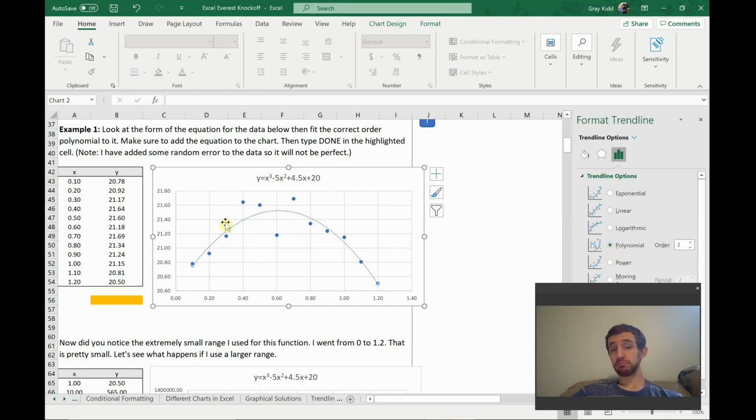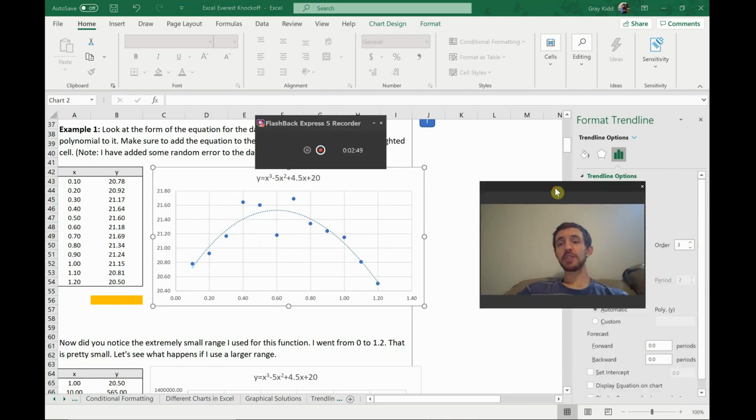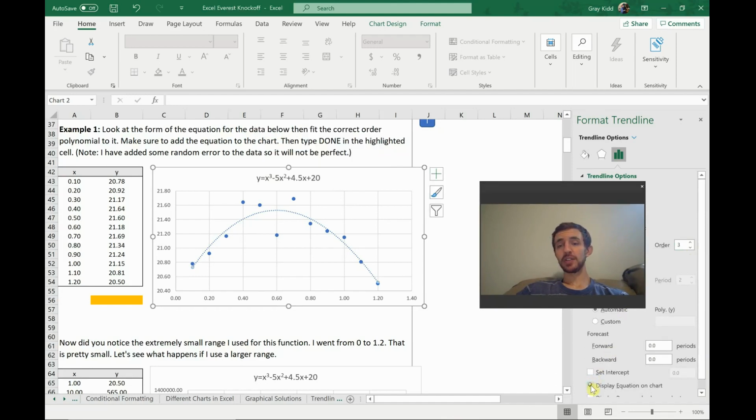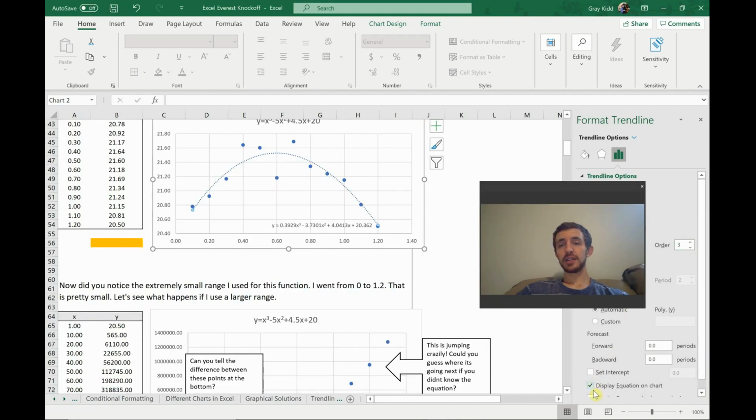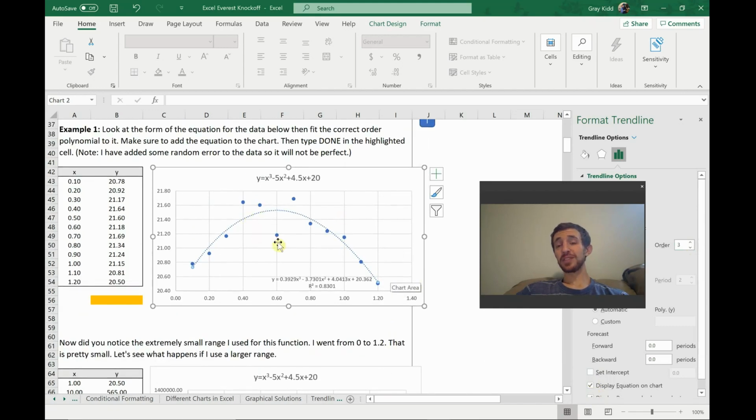Second order, fits pretty good. And if I go up to third order, well, it fits a little bit better. Let's see how much better it is. So display equation on the chart and display R-squared value. Okay, because of the noise, this isn't fitting perfectly. If I go down to a second order polynomial, 0.8289, go third order, 0.301, just a little bit better.